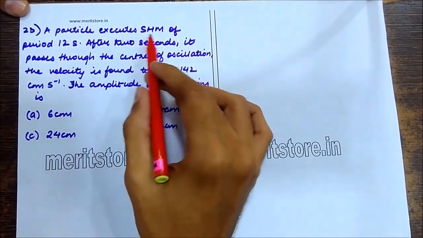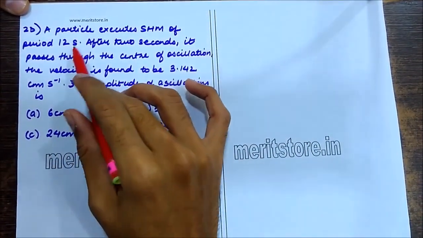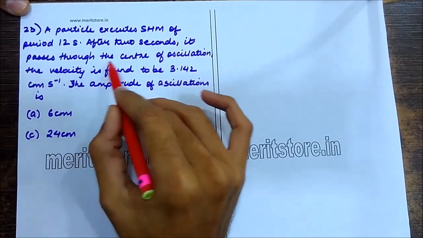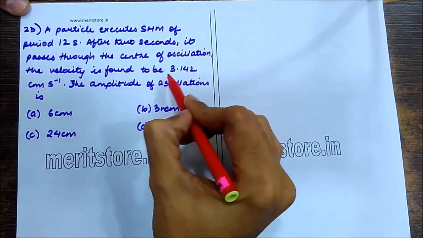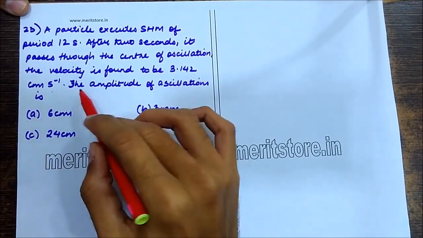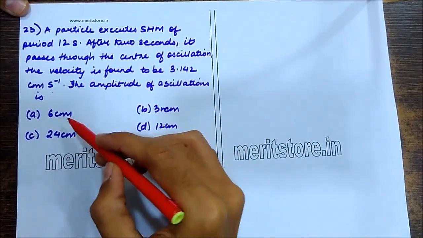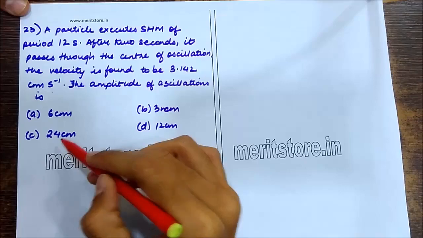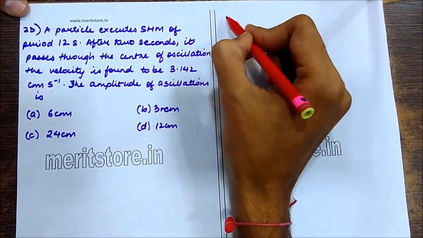A particle executes simple harmonic motion of period 12 seconds. After 2 seconds, it passes through the center of oscillation. The velocity is found to be 3.142 centimeters per second. The amplitude of the oscillation is: A, 6 centimeters; B, 3 centimeters; C, 24 centimeters; D, 12 centimeters.